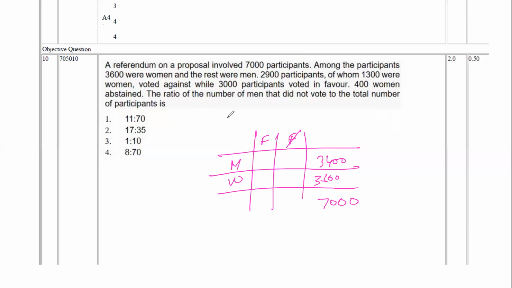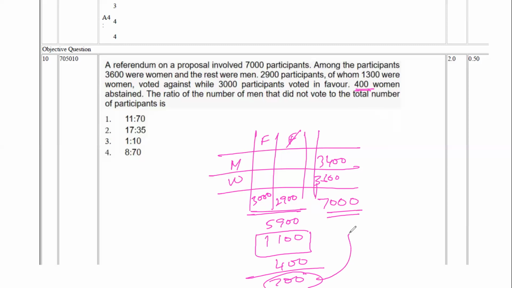2,900 participants voted against. And 3,000 voted in favor. So if I look at these numbers, this is 5,900 and this is 7,000. So I know that 1,100 abstained from voting. That is this column. And I know that 400 of the abstained are women. So 700, I get my answer directly. I don't need to do the whole thing which I did in the previous question. So this gives me my answer without going into that extra column.